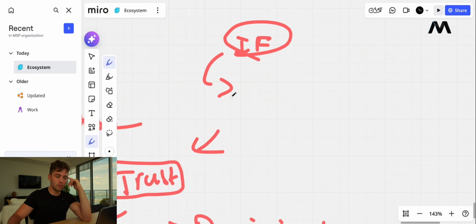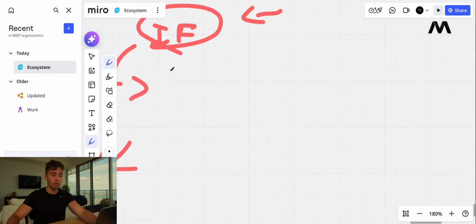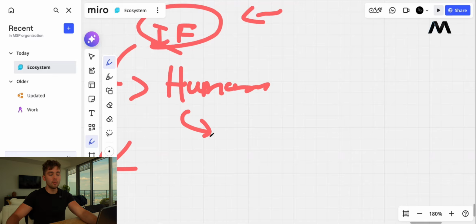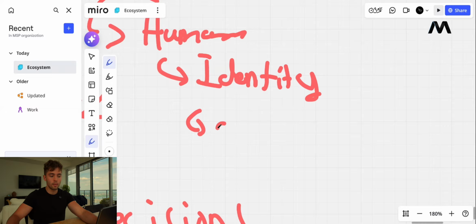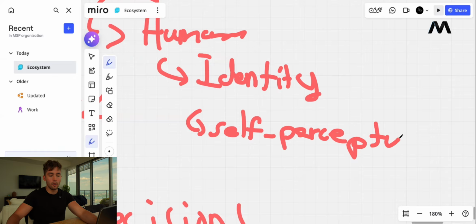Identity framing always starts with what's the concept and then why are we using that concept. Identity framing is basically a concept that stems from how humans make decisions. How do humans make decisions? Humans make decisions based off of their identity. And what is an identity? An identity is how you perceive yourself. Self-perception.